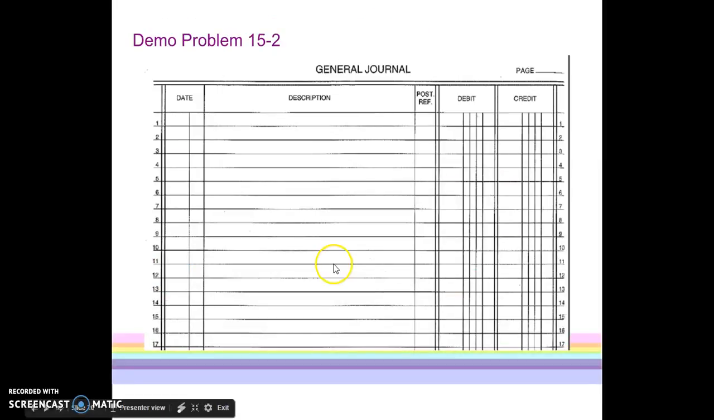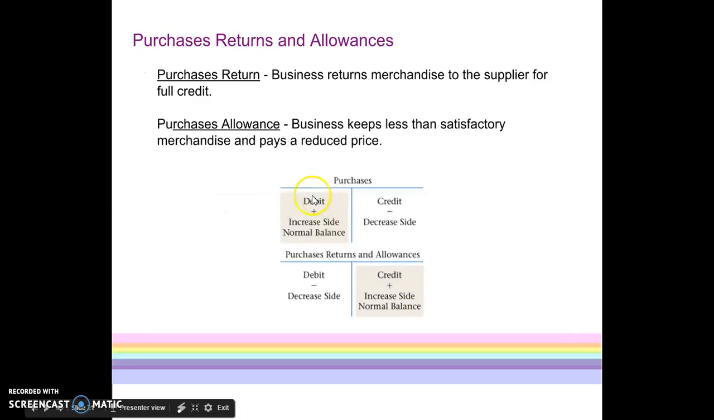Problem 15-2, go ahead and give this one a try. This is a problem that we're going to be doing in class, I should say, next time we meet, journalizing some of these transactions on account. So if you want to go ahead and take a look at some of those and attempt some of those, feel free to do so. Otherwise, we'll be practicing next time we meet.